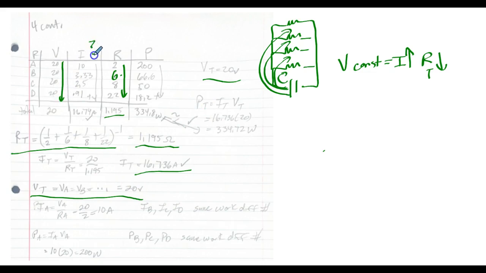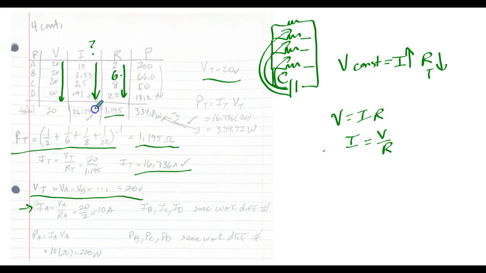And then again, you're looking for I out of Ohm's law. So V equals IR. If you're looking for I, it would be I equals V divided by R. So if you just take 20 and divide it by each of these individual resistors, you'll get the individual currents. So again, I showed the first one here for the current in A. So 20 divided by 2 gets you 10. You could do 20 divided by 6, 20 divided by 8, and 20 divided by 22, and you'll get these.